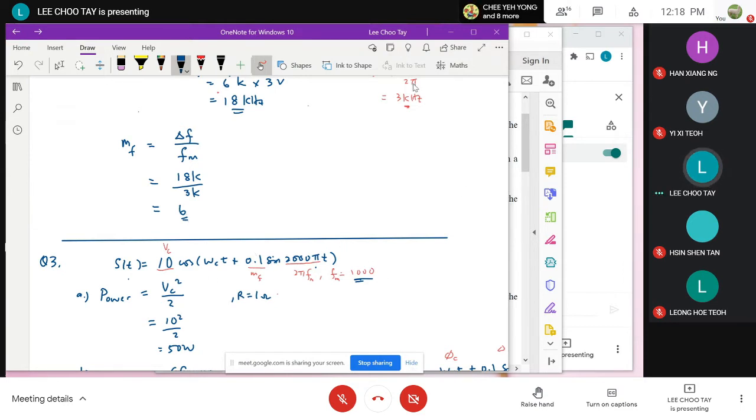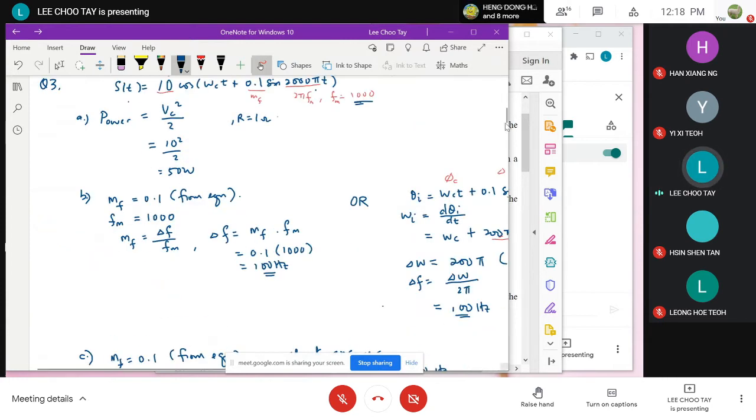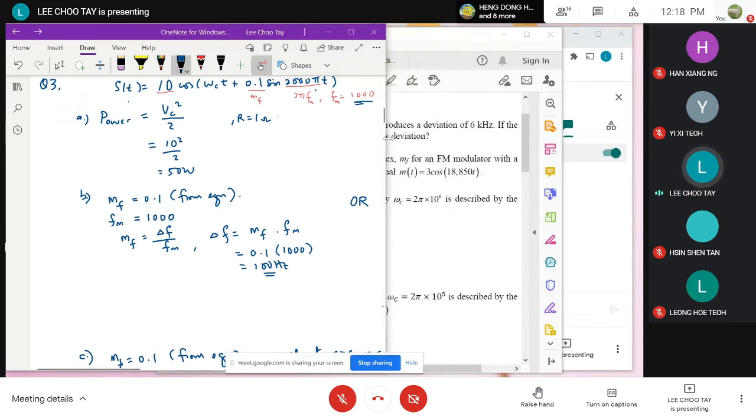Then to find the delta f, we make use of the equation. Let me show you one way first. Modulation index is equal to delta f over fm. So to find delta f, you just need to multiply the modulation index with the modulating signal frequency. In this case, it's just 0.1 times 1000, which gives you a frequency deviation of 100 hertz.